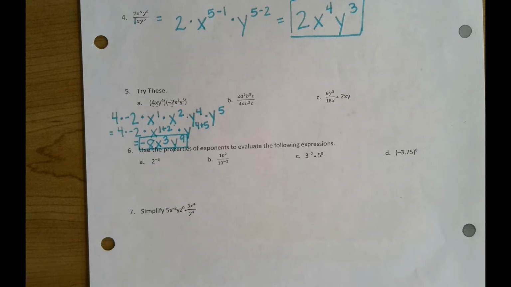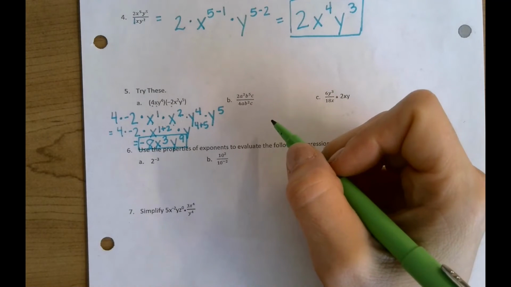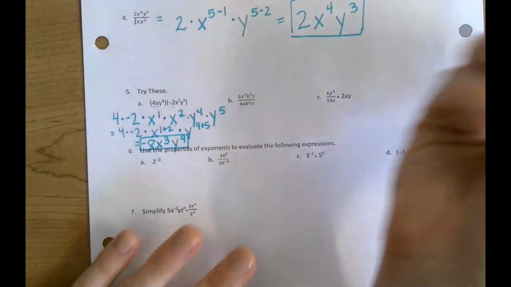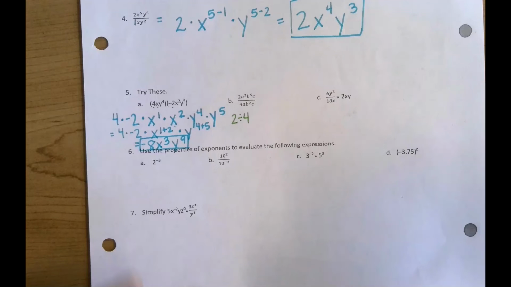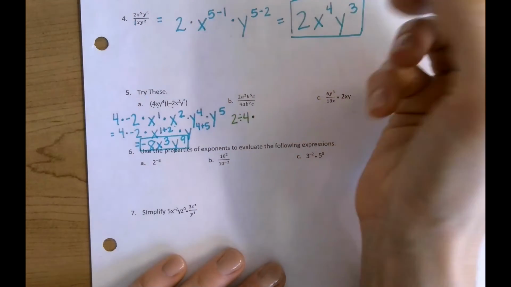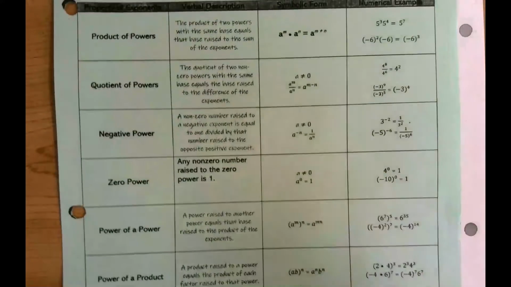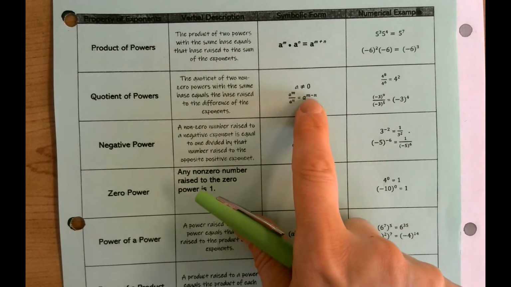Then for letter B, let's go over a quotient one. So quotient of powers, when we have a fraction, which is division. Now, this one I am going to represent as multiplication, but the rule is that when we have division, so let me show you over here, we do a to the m minus n.